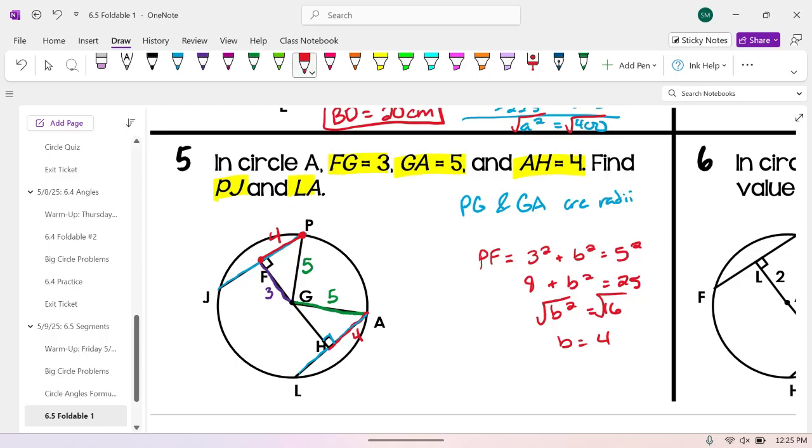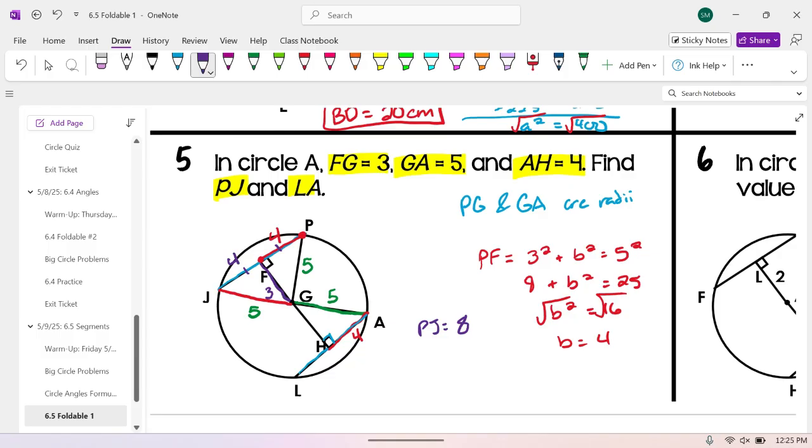Now, let's say I drew a radius from J to G, which you can do. That you definitely can do. That means that that radius would also be 5. So if I have two sides, one of them is still 3 and the other one's 5, what obviously has to be this little segment right here, JF. We just did the calculation, right? It's 4. So now for sure we know that these two little segments are congruent. So PJ is equal to 4 plus 4, which is 8.